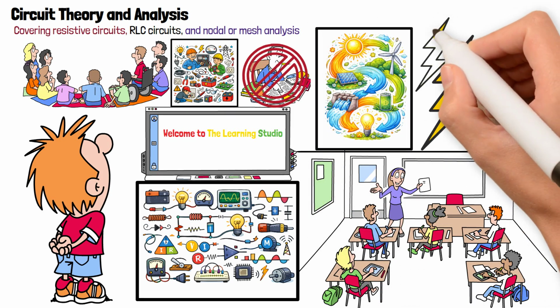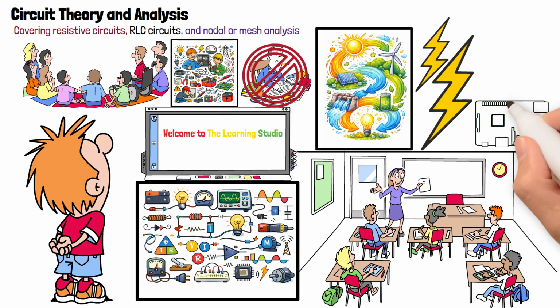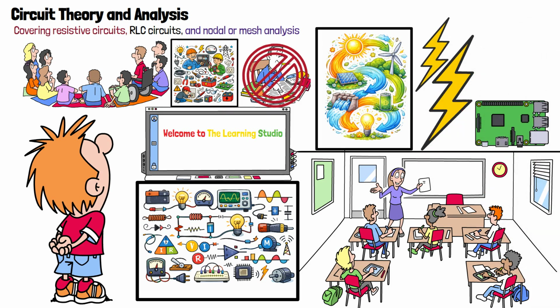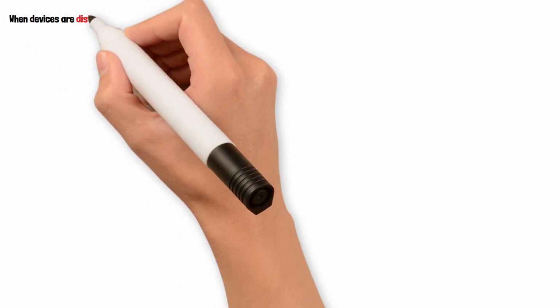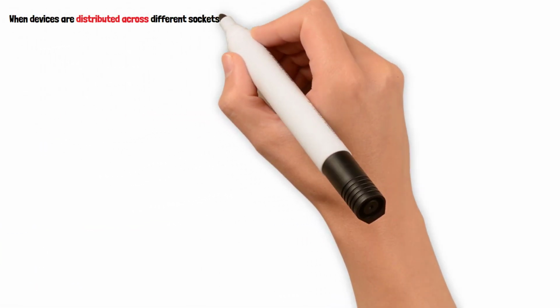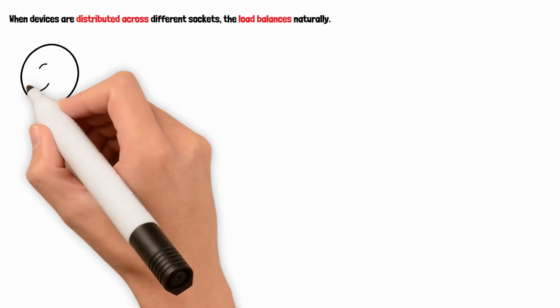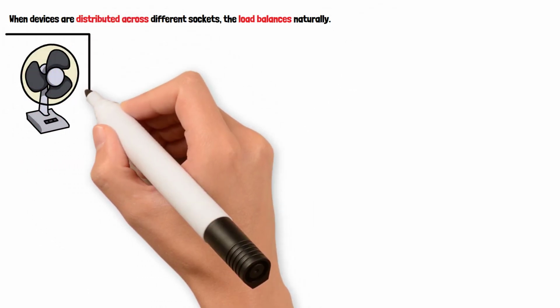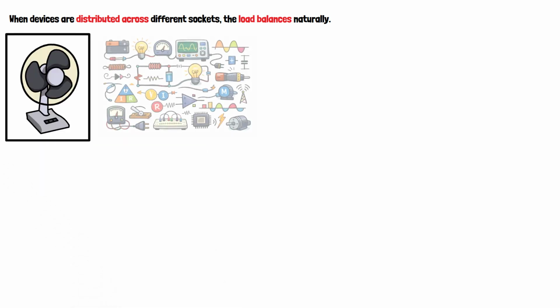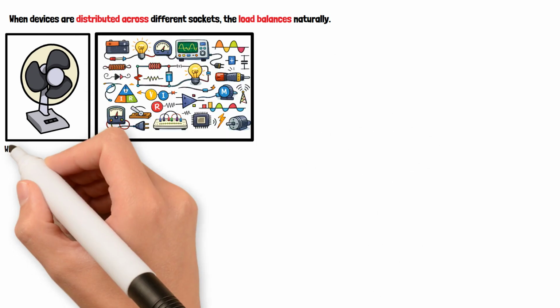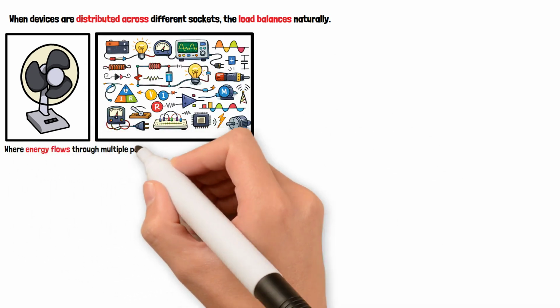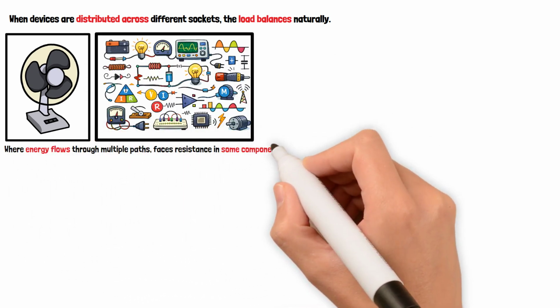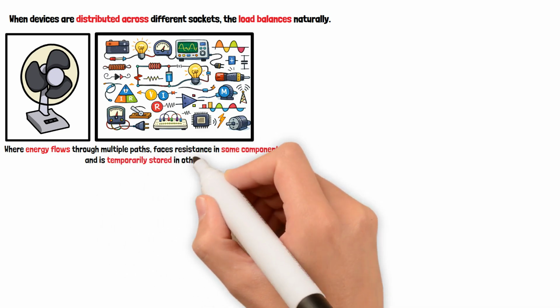Think about how electricity behaves inside your own home. When too many appliances are connected to a single extension board, it overheats. When devices are distributed across different sockets, the load balances naturally. When you switch on a fan, it doesn't reach full speed instantly. It ramps up over time. Without realizing it, these everyday experiences already follow circuit theory, where energy flows through multiple paths, faces resistance in some components, and is temporarily stored in others.